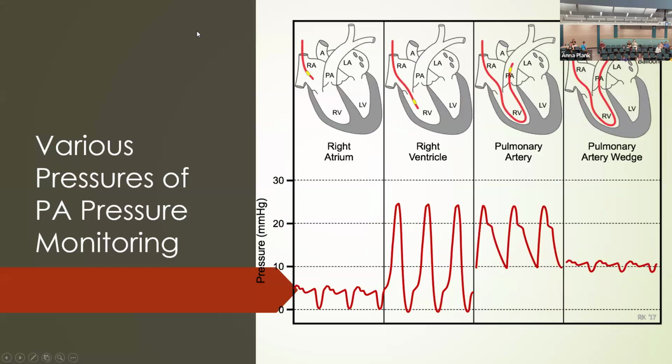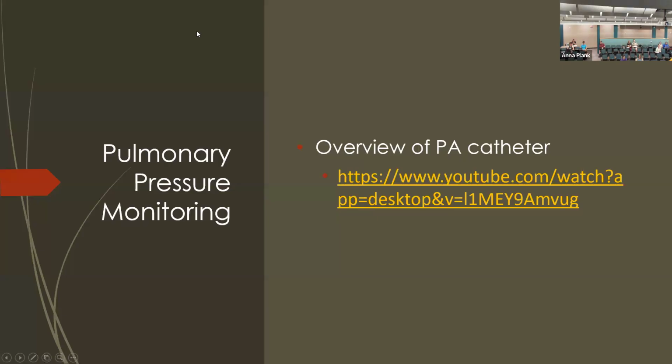Okay. When you look at this, there are all sorts of different waveforms, and each one correlates to where it is in the heart, depending on where they float it through. Okay, I'm not going to test you on that. Just understand that its position gives you a different reading with each one.